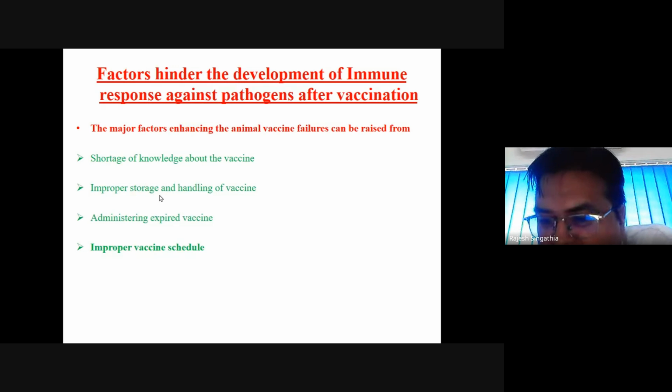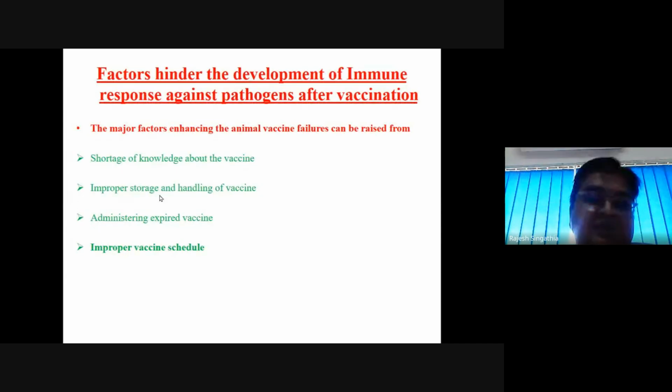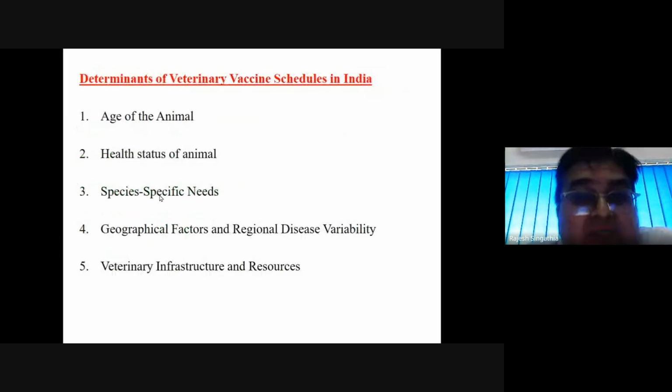There are some administration factors also. If there is a faulty vaccination site, faulty vaccination route, or wrong needle size, all these factors are important during vaccination. So there are extrinsic factors, intrinsic factors, environmental factors, vaccine factors, and administration factors. And the important problem is that due to an improper vaccine schedule, there is a chance of vaccine failure. So next, what are the determinants of vaccine schedule in India?